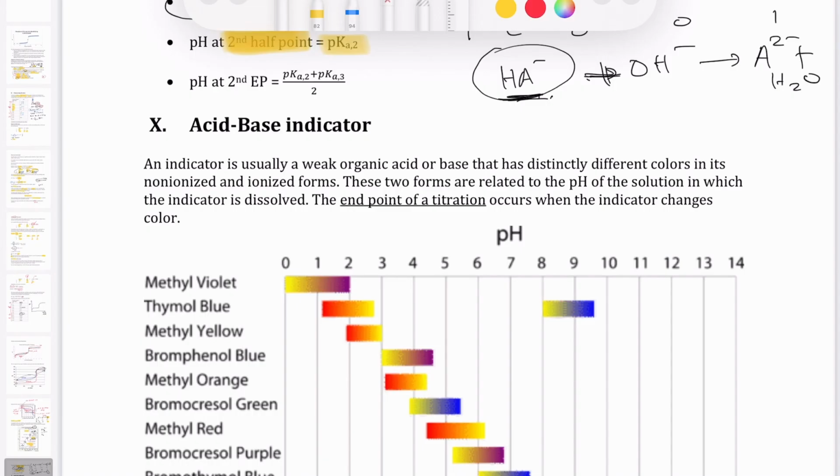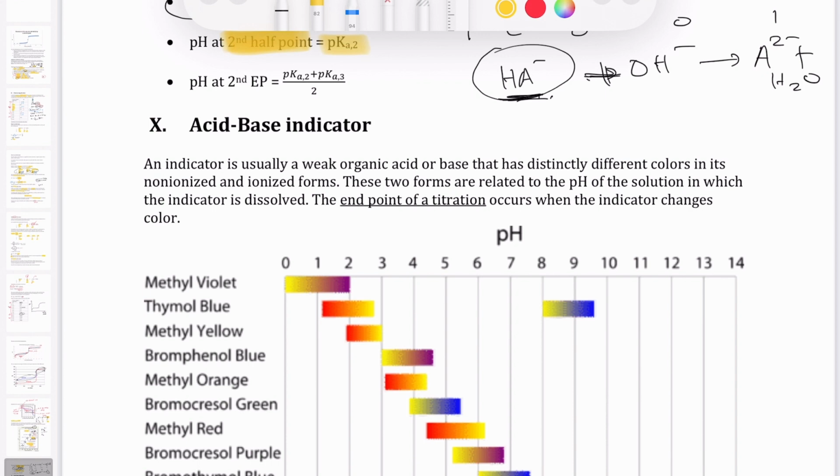Right, so we're gonna now finish our discussion of buffer and titration. Now we're talking about acid-base indicator, which is an important component in titration. So remember that an indicator is the substance you add to help you recognize when you've reached a certain point in your titration, usually when you've reached the equivalence point. When we see a color change, then we know we are done with our titration.